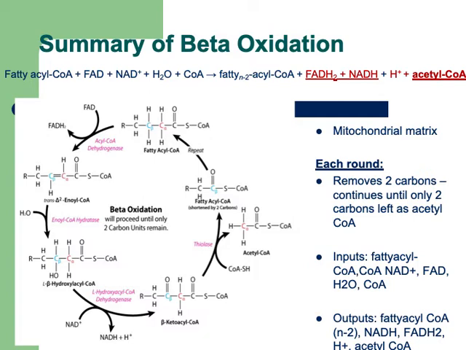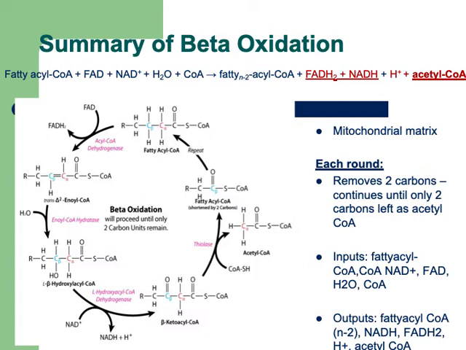The products, therefore, are fatty acyl-CoA minus 2. So the n minus 2 means that this fatty acyl-CoA is now minus 2 carbons, plus FADH2, plus NADH, plus a hydrogen ion, and also our acetyl-CoA molecule. Okay, so beta oxidation continues. As we can see, all the steps are in the cycle that we see in the diagram on the slide.